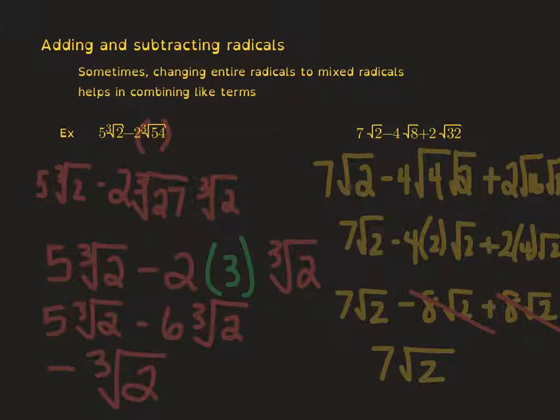So the whole moral of this one is that there are sometimes ways that you can turn your entire radicals into mixed radicals, and it reveals an otherwise hidden common radicand or a common root that you can then add and subtract.